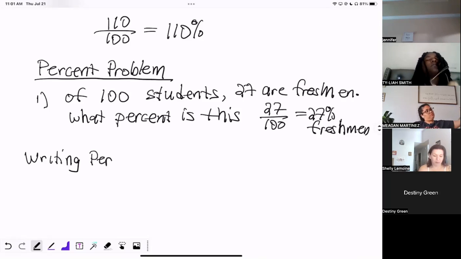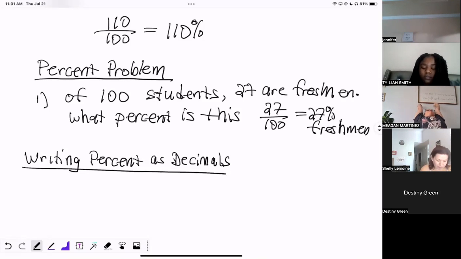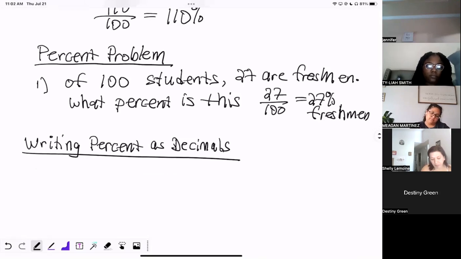Writing percent as decimals. Sort of backwards, but we did this already. That's why I sort of reviewed. So if I have 13 out of 100, we know that's 13%.